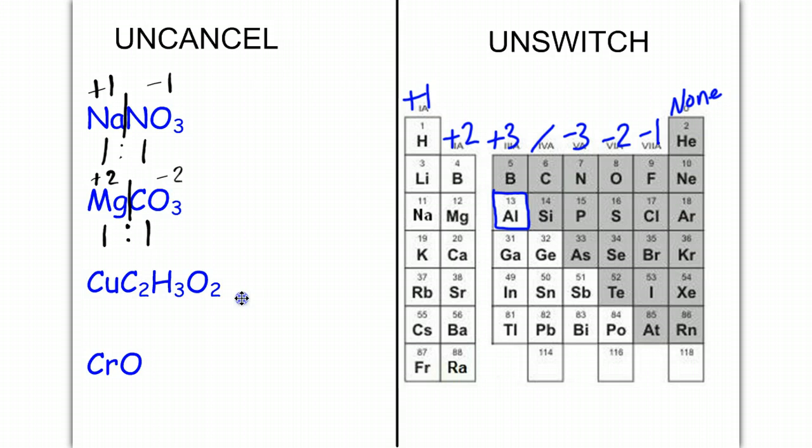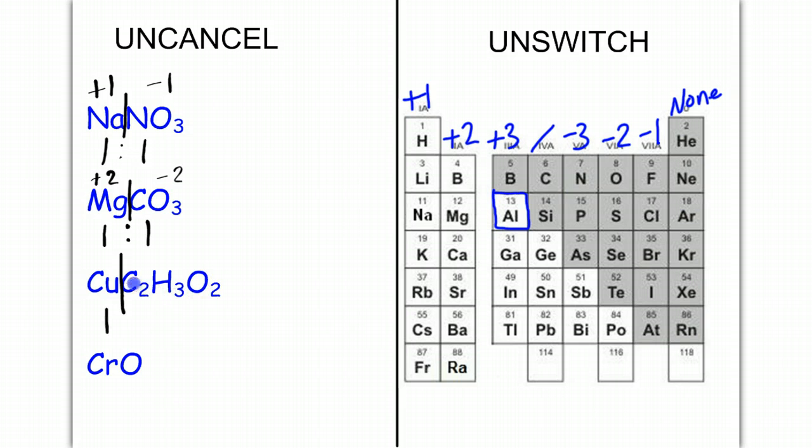Okay, the third one is a little trickier because copper is a transition metal. Notice it's not in groups 1, 2, or 3. It's found in the middle, and we can't tell those charges by looking at the periodic table. So first, let me draw my dividing line. There it is. Copper is my cation, and the rest of this is my anion. In this scenario, we need to realize we have 1 copper and we have 1 of this anion.